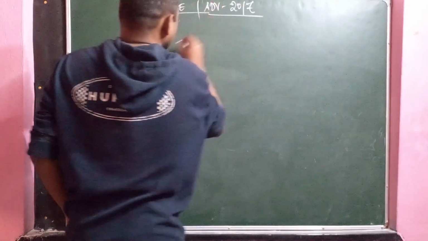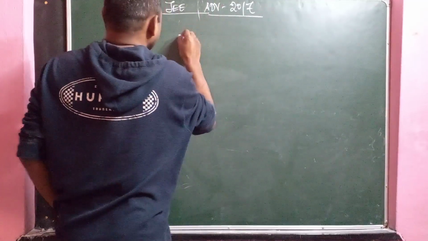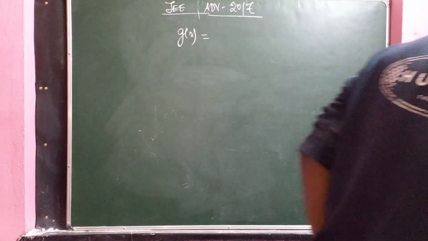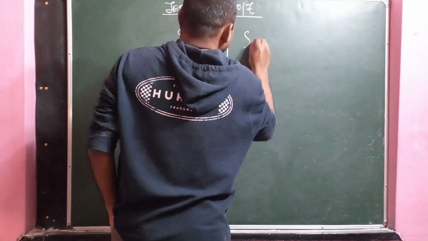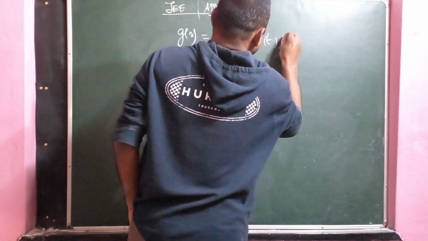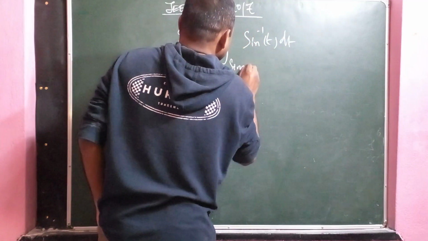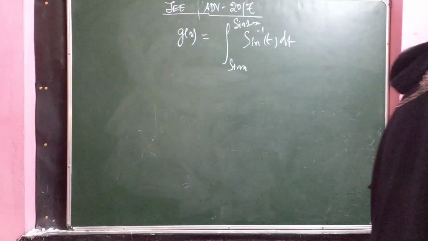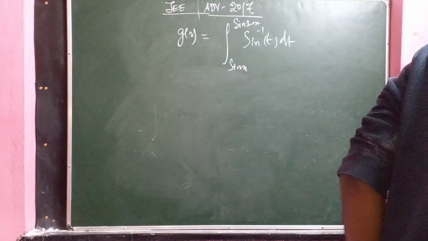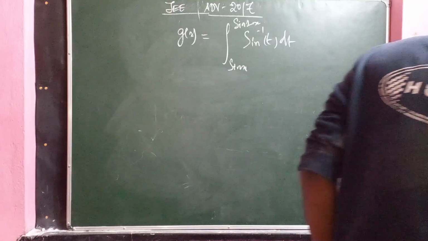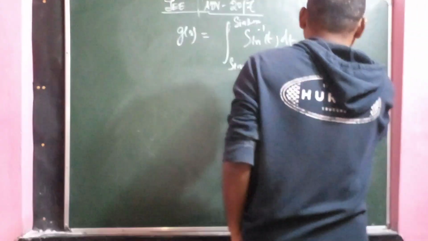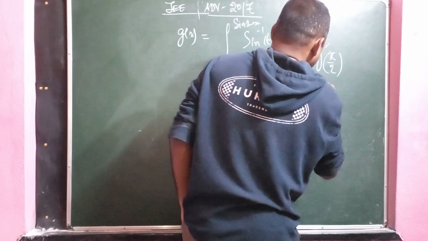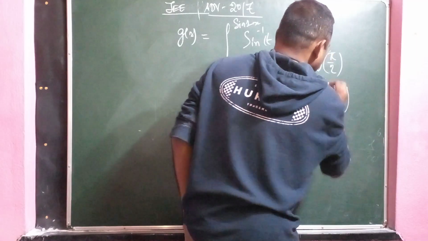We'll do 2-1. It is given as G of x is equal to the integration of sin inverse t dt, from sin x to sin 2x. This is the one. Now they want you to calculate G dot pi by 2, or G dot minus pi by 2.